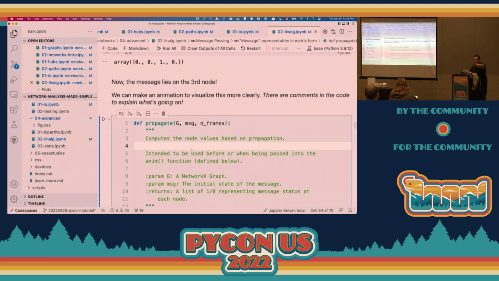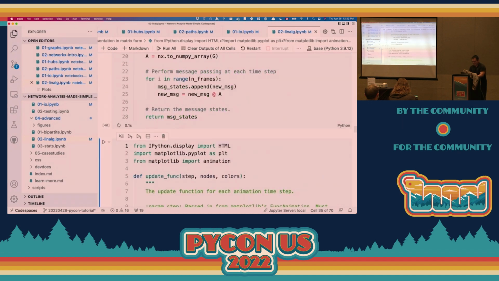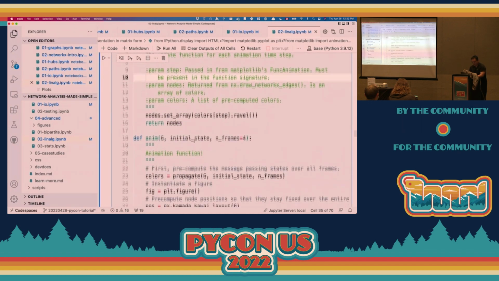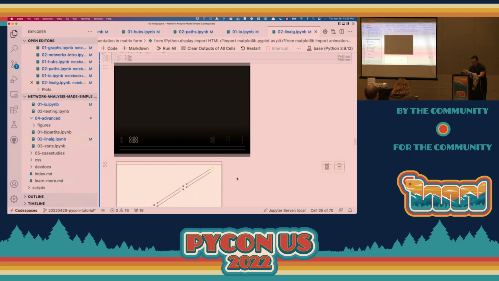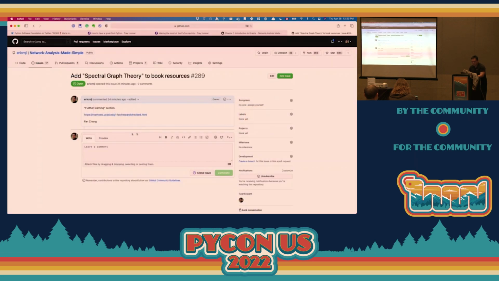Now, FFmpeg is where this comes in. I don't know if this will work, actually. Let's see. Does it work? It doesn't work. No, it doesn't work here, but it will work on the website.